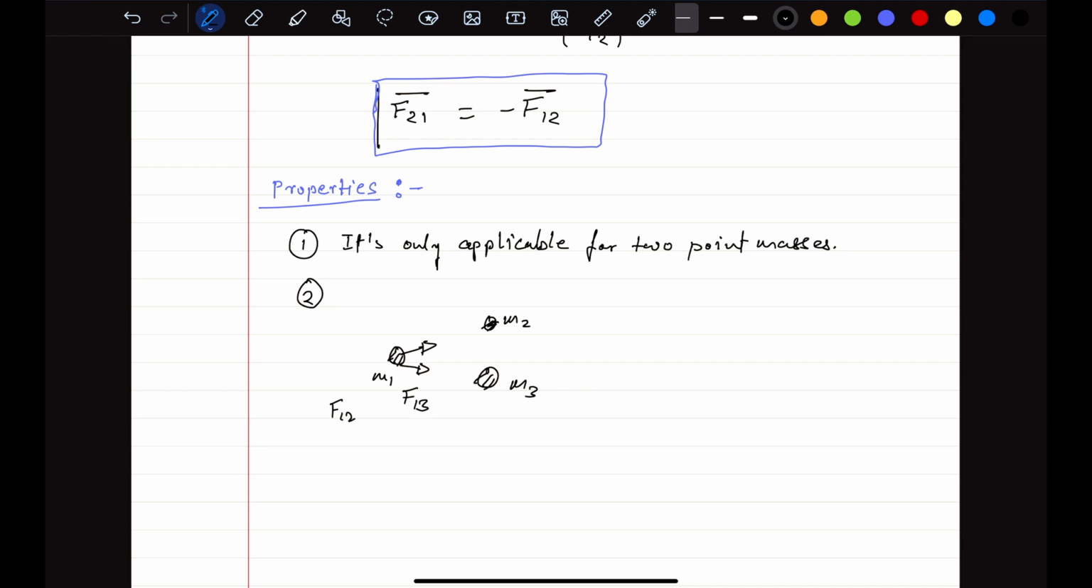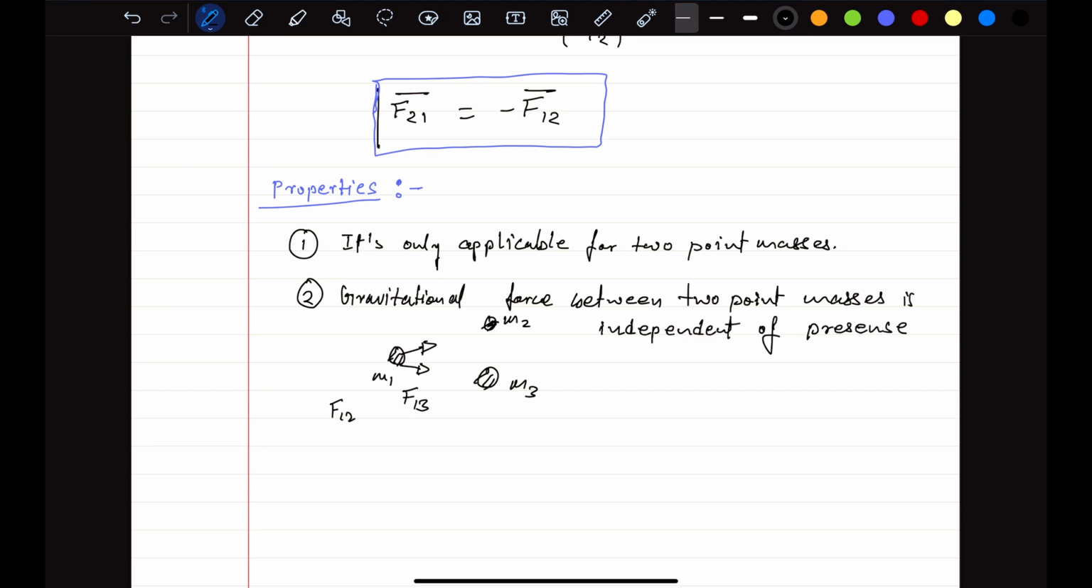Okay, so one thing we can say from here is that the gravitational force between 2 point masses is independent of the presence of other masses. Important thing to note down here is, I'm not talking about the net gravitational force. I'm talking about the gravitational force which is acting between the two masses. That will not be affected by the presence of other masses, although the net gravitational force will change, but I'm not discussing that right now.